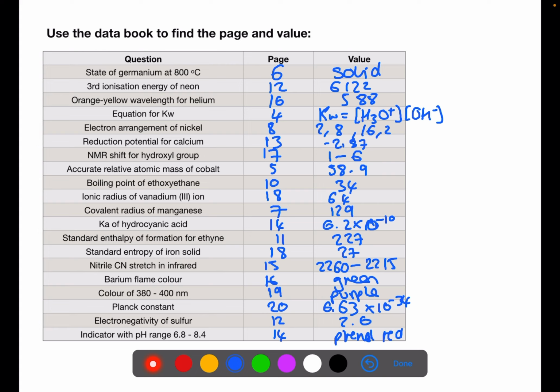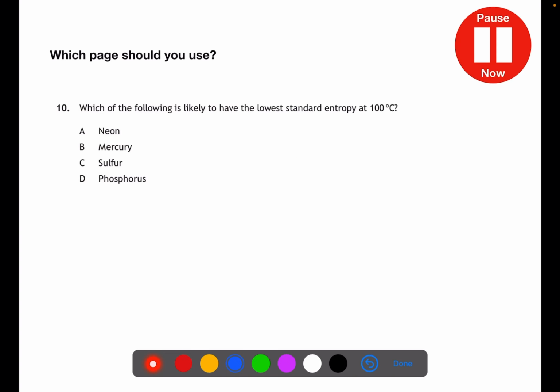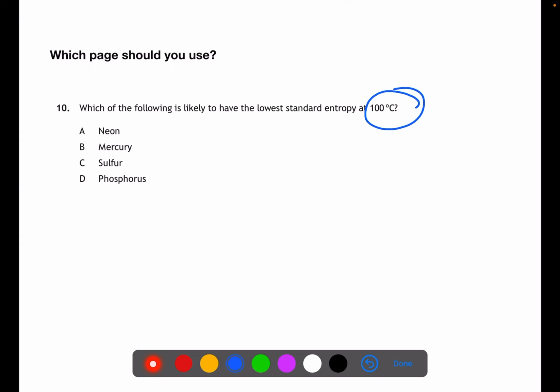Let's have a look now at working out which pages of the databook would be useful for certain questions. Pause the video now and have a think about which page you would use for this question. So for this question, although it mentions lowest standard entropy, it's looking at a particular temperature. So this would be looking at melting and boiling points, which is on page 6.